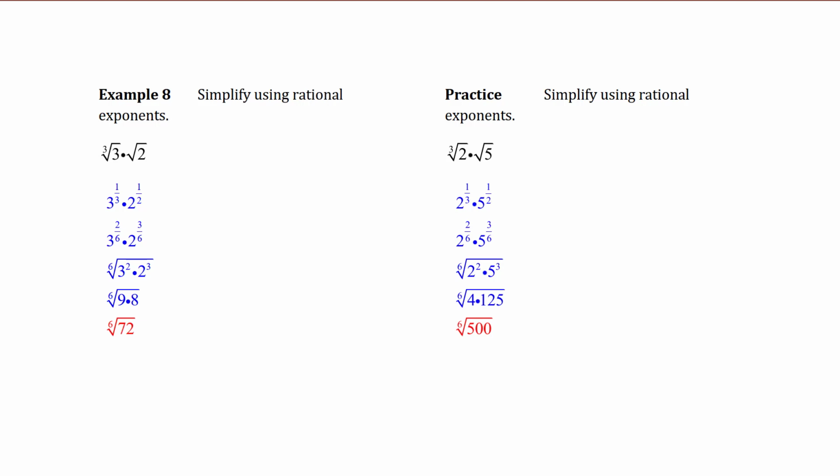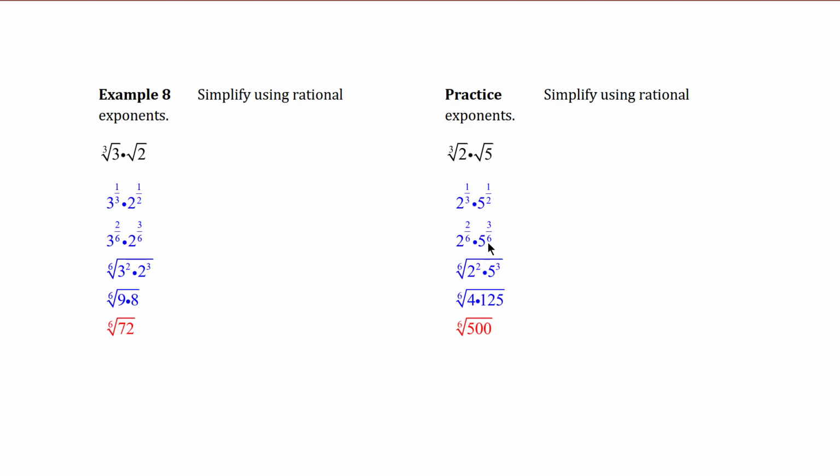Alright, so let's go over the practice problem. First, we simplify by converting everything into rational exponents. We get 2 to the 1/3 power times 5 to the 1/2 power. Next, we need to rewrite the fractions using the LCD of 6. We get 2 to the 2/6 power times 5 to the 3/6 power.